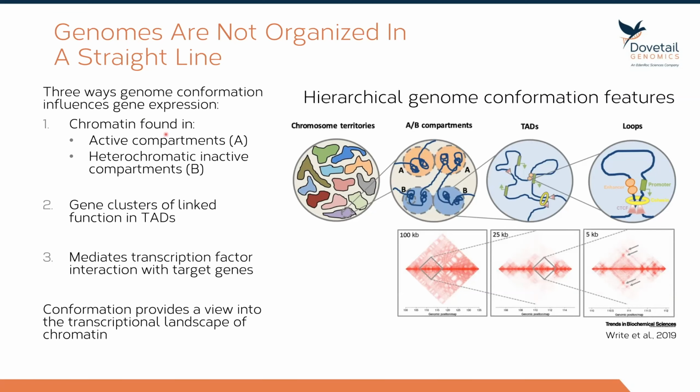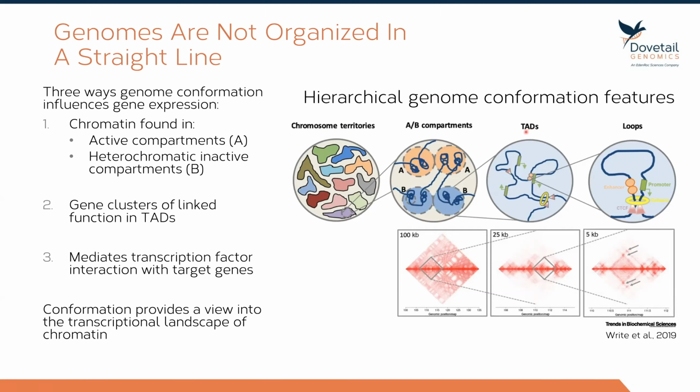Some of these are the active A compartments, euchromatin, and heterochromatin B compartments, where you get more open chromatin that's transcriptionally active and has a tendency to cluster next to other active chromatin, and heterochromatin has a tendency to cluster next to other closed chromatin. Regardless of their distance in linear space, their physical space is actually quite close.